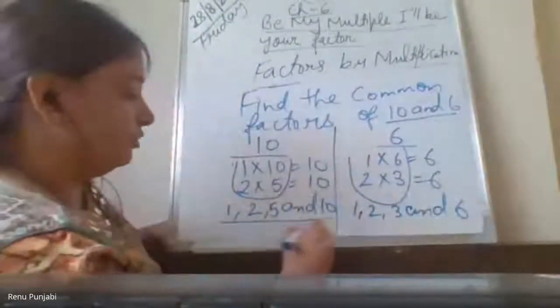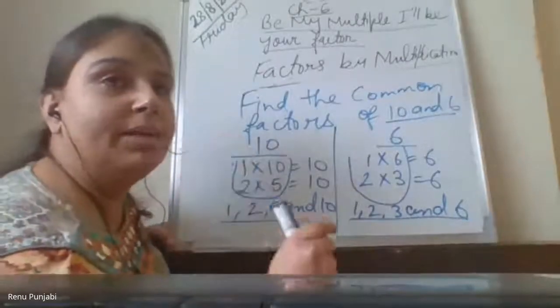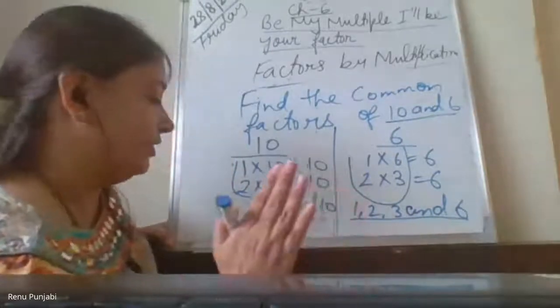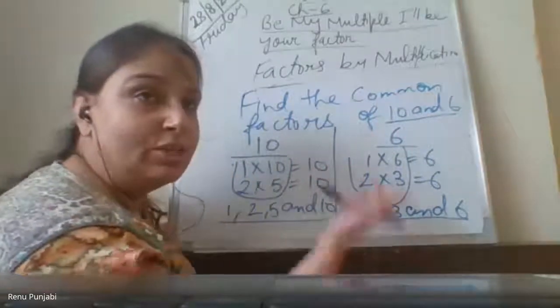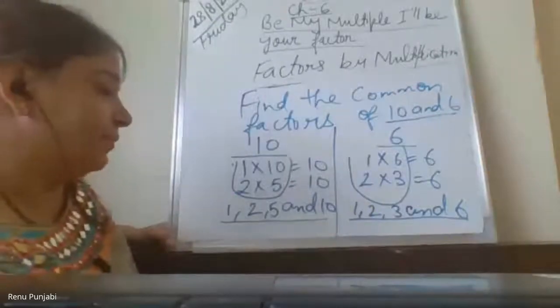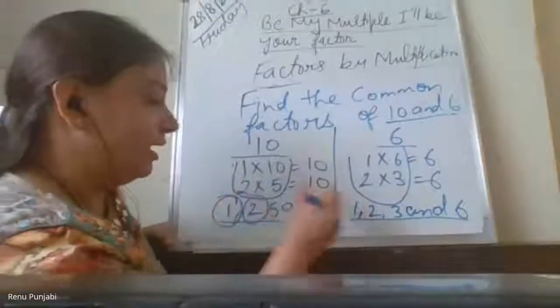Now you came to know these are the factors of 10 and these are the factors of 6. Now we have to find out which are the common factors which are in 10 and which are in 6. So you need to circle them. Can you please tell me which are the common factors? 1 and 2. So at last you will write, common factors are 1, 2.